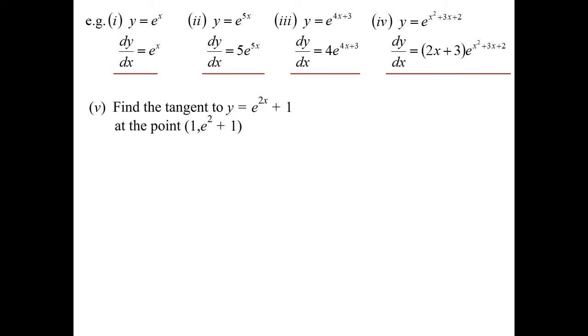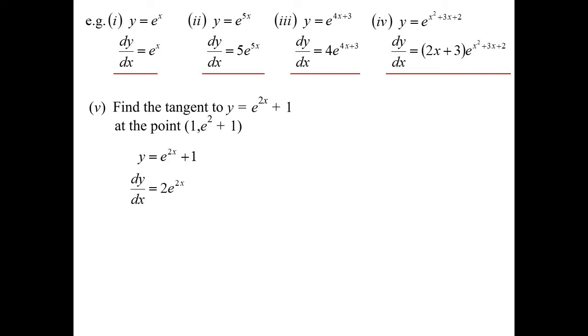So now let's answer this sort of question. If I want to find the equation of the tangent to y equals e to the power of 2x plus 1 at the point 1, and I've written the exact value down there for the y value, e squared plus 1, to find the equation we need two things. We need a point, we need a slope. We've got a point, let's find the slope. And that's where we're using calculus.